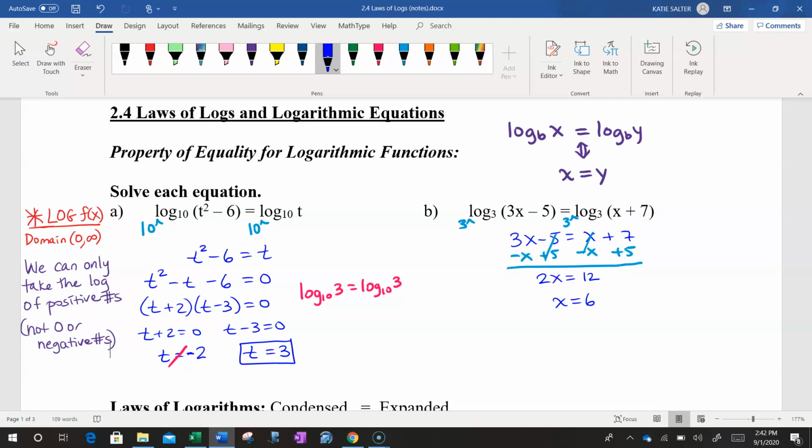If we substitute 6 back in, 3 times 6 is 18. 18 take away 5 is 13, so that's good. It's a positive number. And 6 plus 7 is also 13. It's a positive number, so we're good to go.